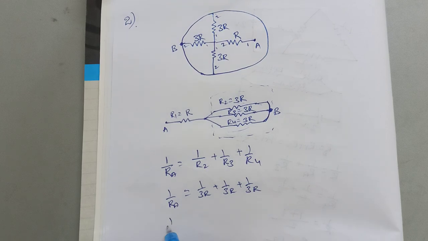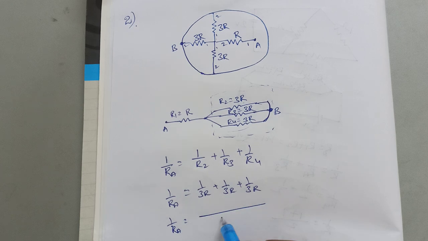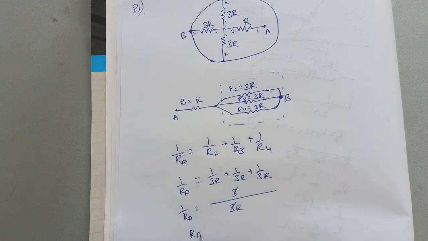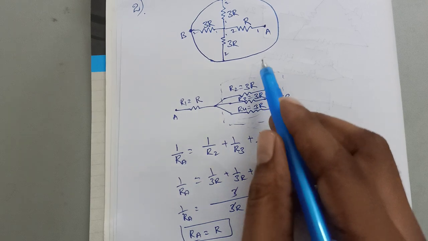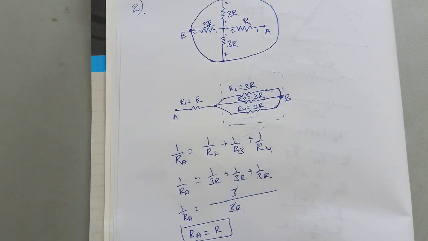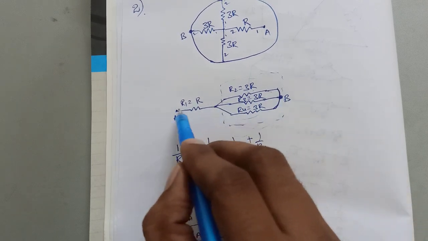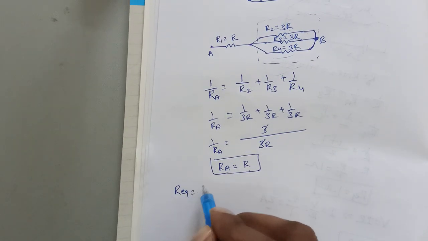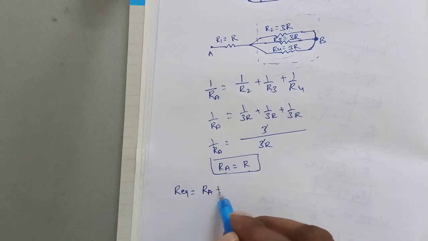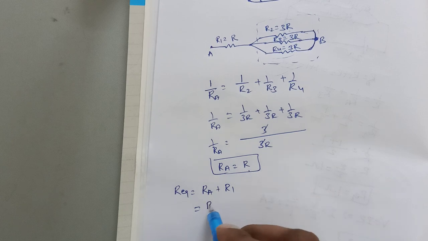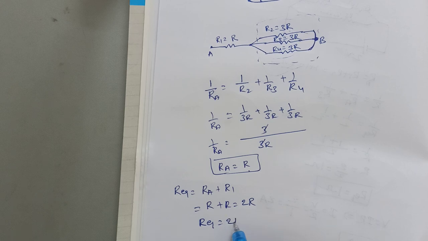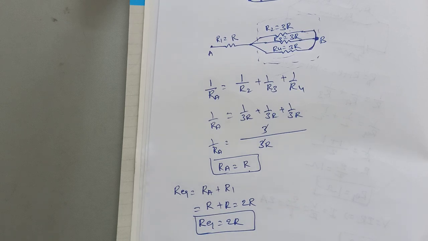So now what do we say? What will be that LCM? 3R, then the 3 will get cancelled. Then RA will be equal to R. So it means this total box resistance is R. Now if you want the equivalent resistance between these 2 points, then it is RA plus R1. RA value, how much did you get? R, plus R1 value is R. So it is 2R. So the equivalent resistance in the circuit is 2R. Like this we can find out.